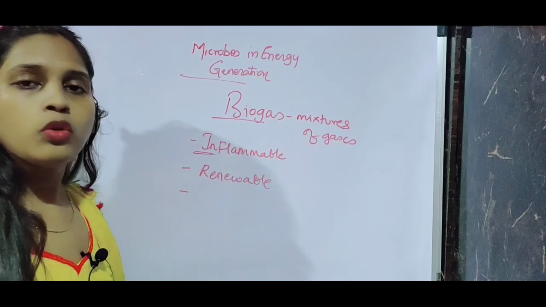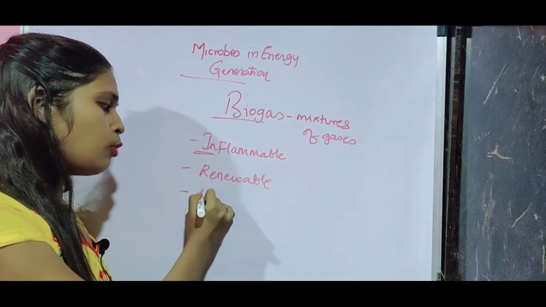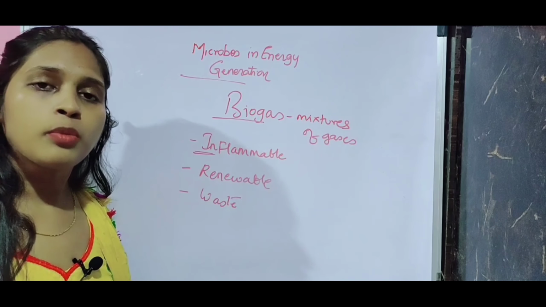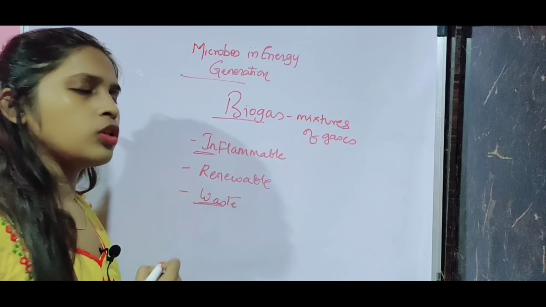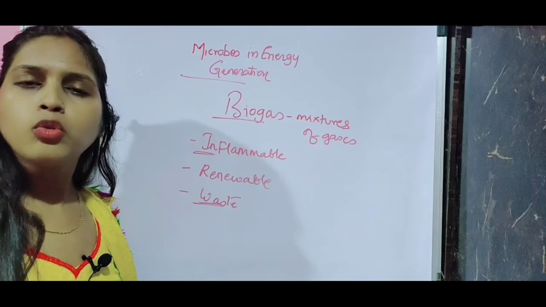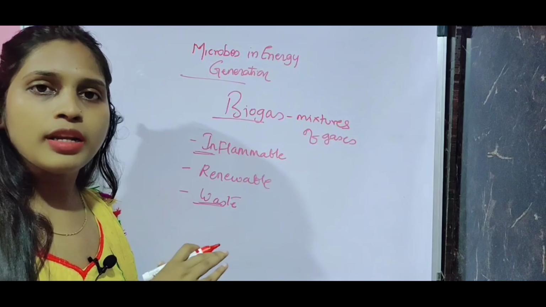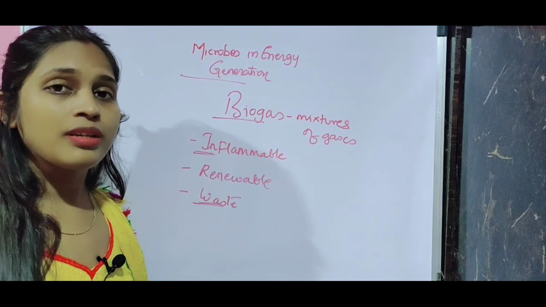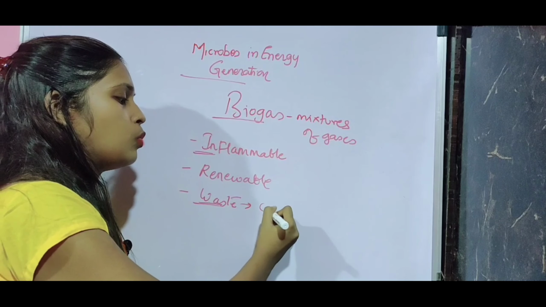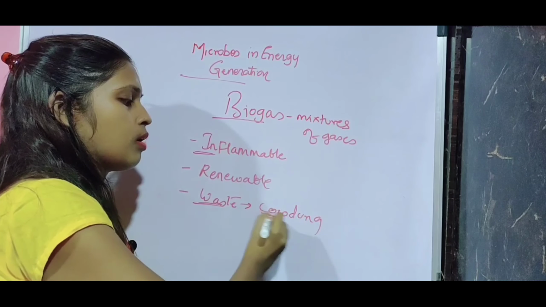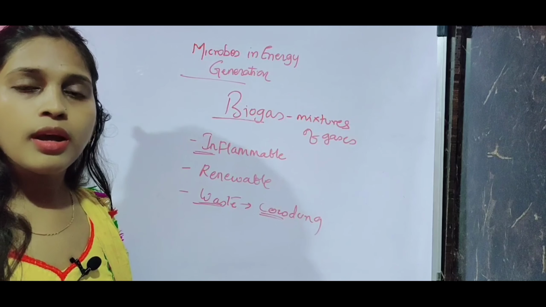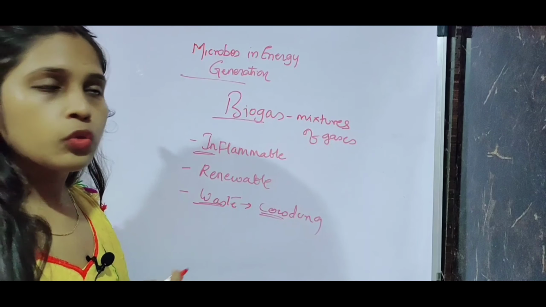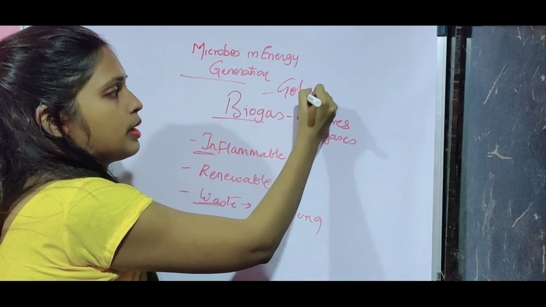And the source of obtaining this biogas is nothing but waste. For the production of biogas, you just need to give waste. That waste can be animal waste, plant waste, household waste, domestic waste, anything. The more predominantly used is cow dung. Why cow dung? We will see later. Because of this, biogas is also called gobar gas.